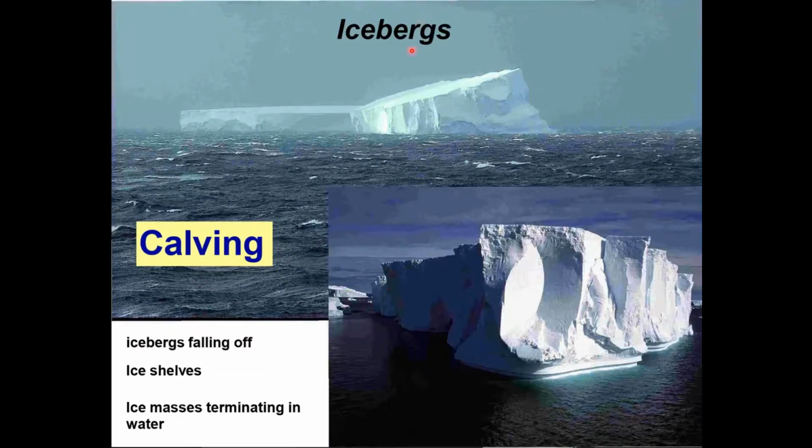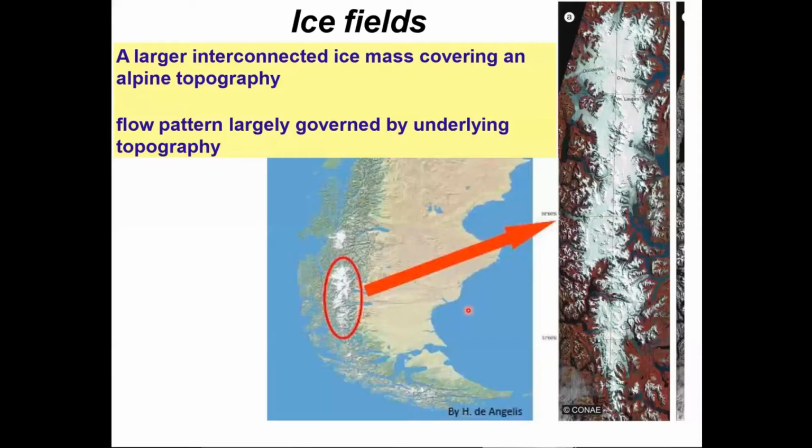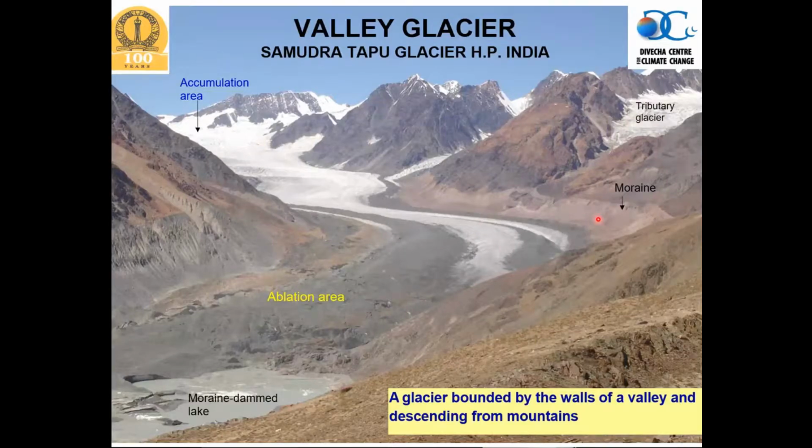Then there are icebergs. These are loose ice masses floating in the ocean, which are caused because of calving. And then there are ice fields, which we have discussed about. You can see these are small ice fields, an interconnected mass covering an alpine topography, with flow pattern largely controlled by the underlying topography. So topography influences how this will flow.